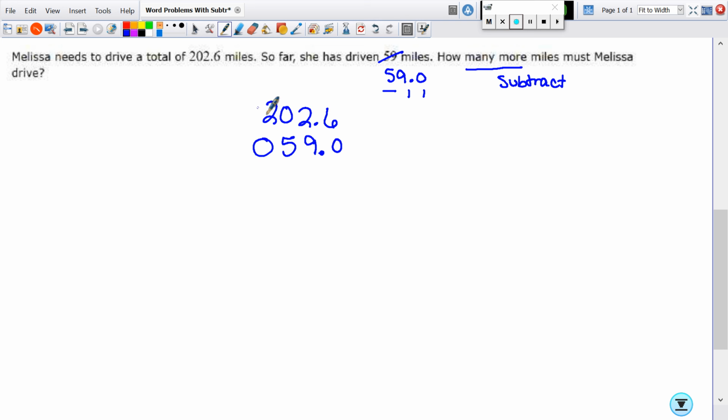Now see how we don't have a 0 as the first number out front? So if you don't have a 0 out front, you've got your numbers in the right order. Okay, so minus. Bring down your decimal and start subtracting.